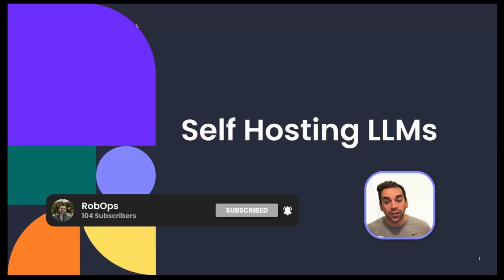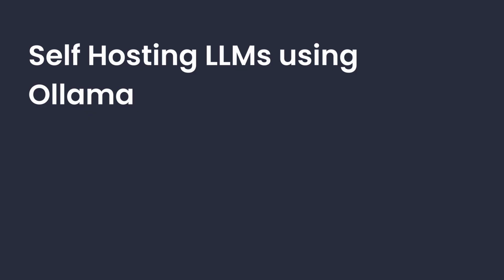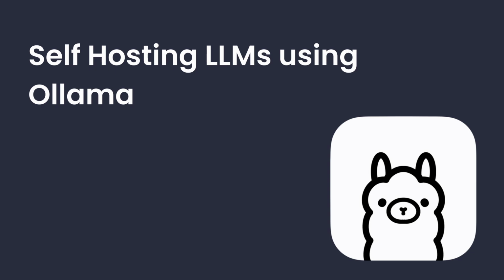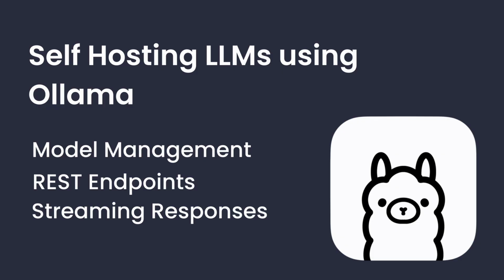Running a model locally on your own hardware, calling it from anywhere on your network. No API key required. In this video, we'll be self-hosting an LLM model using Ollama. Ollama is an open source tool that lets you pull, run, and serve large language models on your own machine. At a high level, it handles everything you'd normally get from a hosted API, such as model management, REST endpoints, and streaming responses, except the model runs on the hardware that you control.